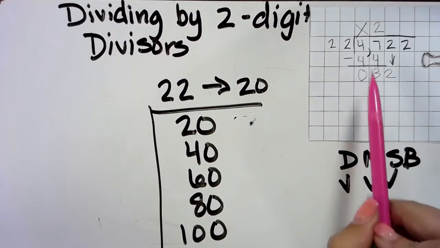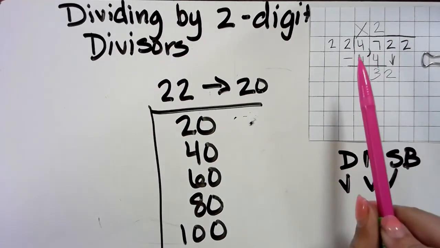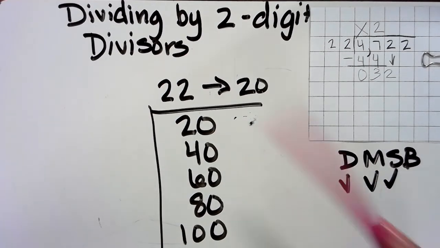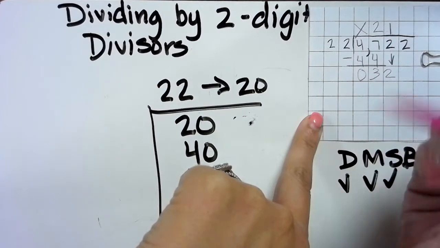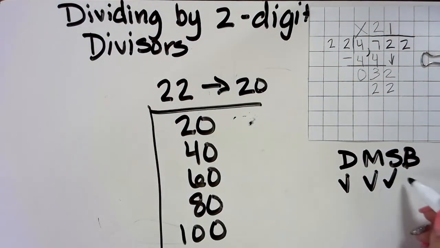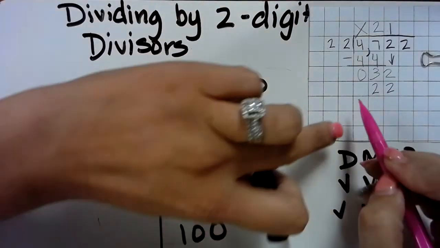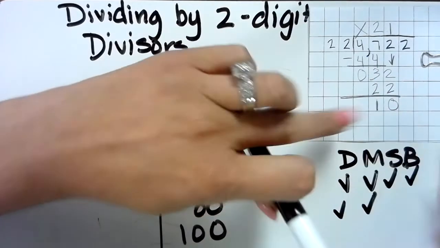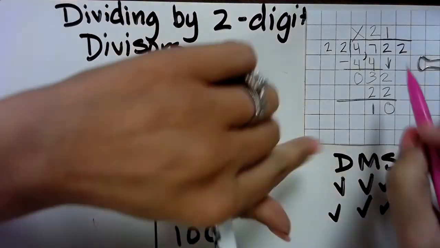So again, how many times does 22 go into 32? Well, if it's 20, that's 1. If I go 2, it busts. So I know that it goes in 1 time. 1 times 22 is 22. So I brought the number down. I divided. I multiplied. Now I need to subtract. 2 minus 2 is 0. 3 minus 2 is 1.